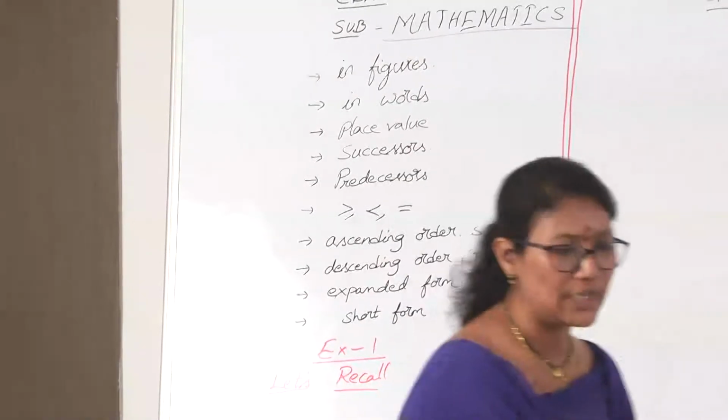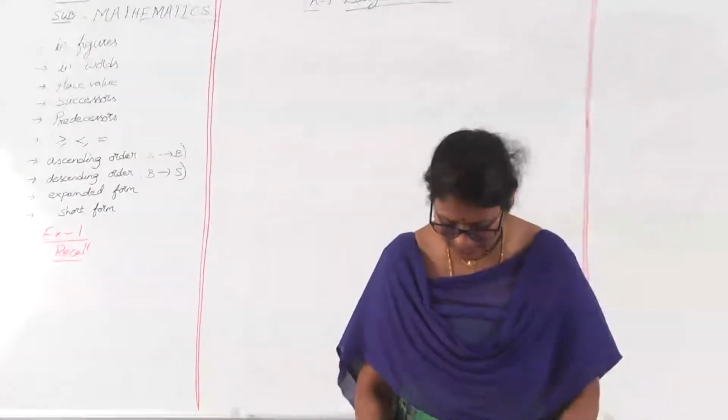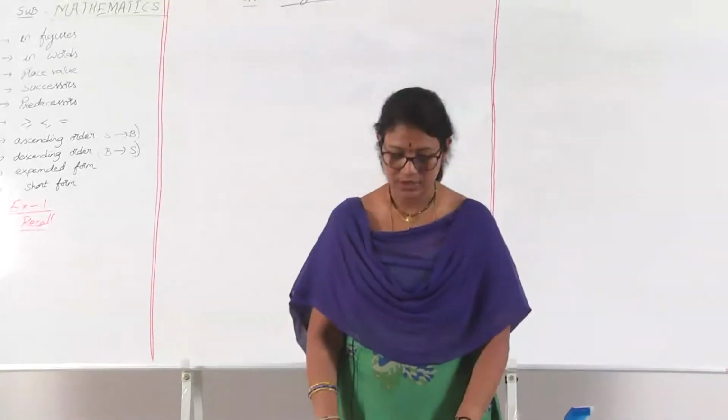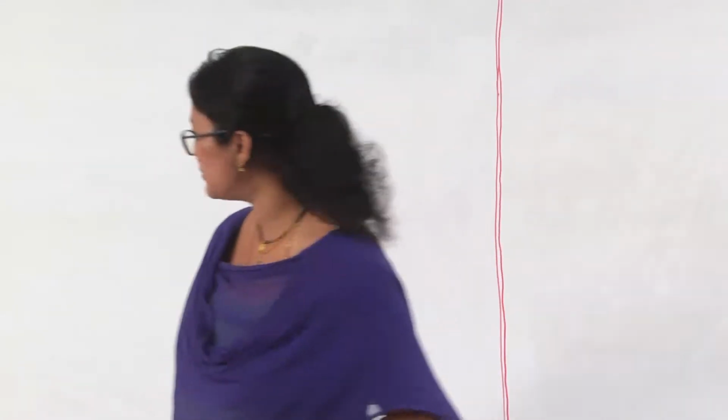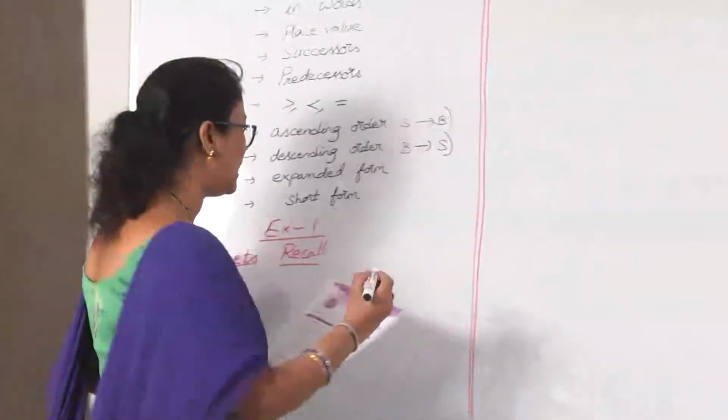Now, let us move to exercise 1. It is page number 5 in your textbook. Exercise 1 in your textbook. First bit: write the following in figures. The first bit is about writing the following in figures. So, from the first bit, let us see the first sum A.